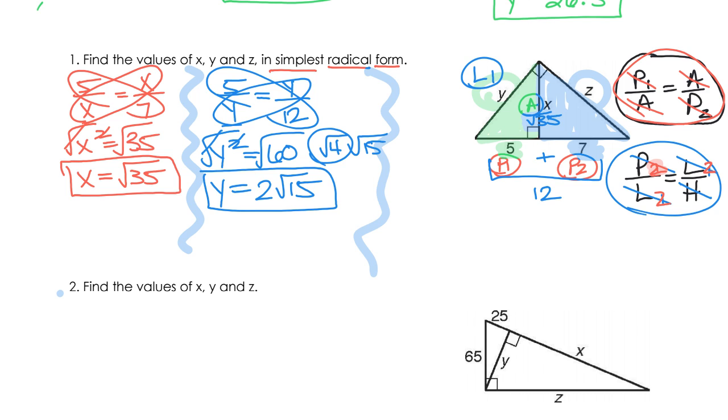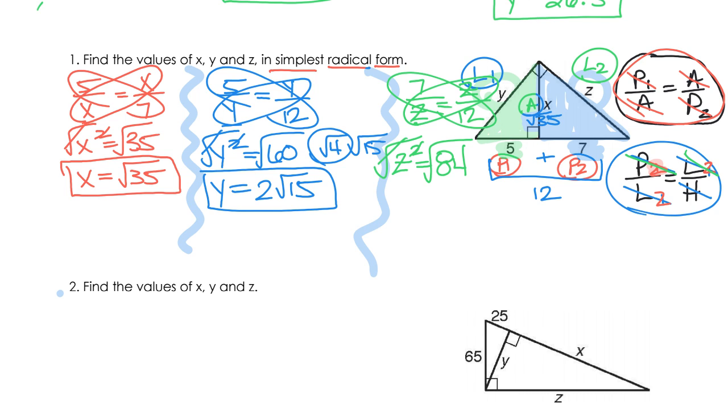Okay. And so now we can go ahead and replace our projection 2 with 7 over our leg 2, which we know is z, equal to the same leg 2, which is z, over our whole hypotenuse, which we already added together, and the last one is 12. When we go ahead and cross multiply, we get z squared equal to 7 times 12, which is 84. We take the square root of 84.